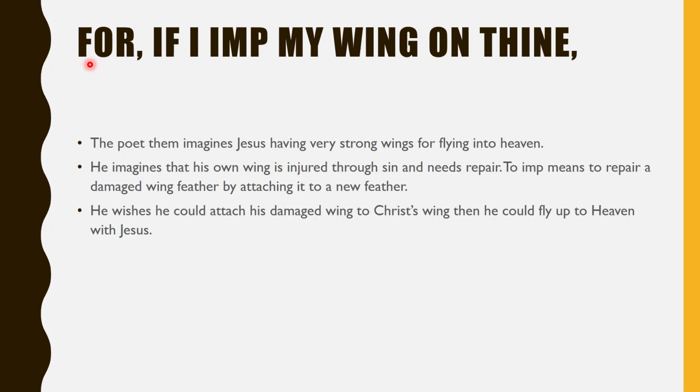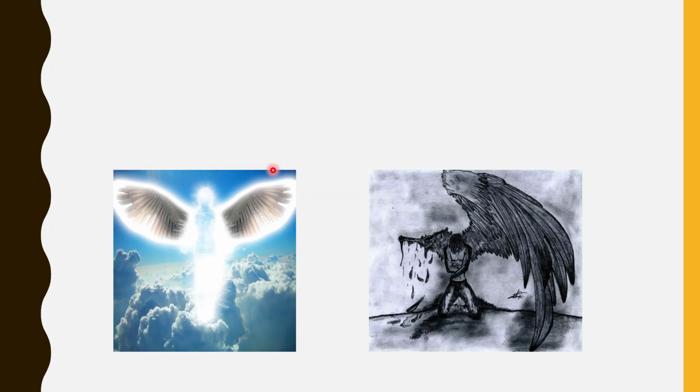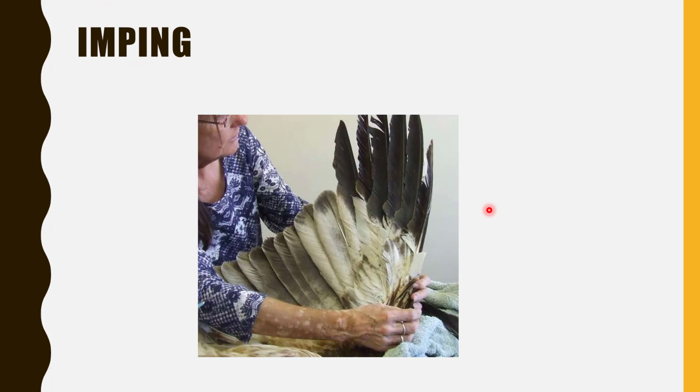For if I imp my wing on thine, the poet then imagines Jesus having very strong wings for flying into heaven. He imagines that his own wing is injured through sin and needs repair. To imp means to repair a damaged wing feather by attaching it to a new feather. He wishes he could attach his damaged wing to Christ's wing, then he could fly up to heaven with Jesus. So he wants to attach his broken wing, broken because of his sins, to Jesus' strong wings and fly up to heaven. And imping is when you fix a bird's feather by attaching another feather wing to it.